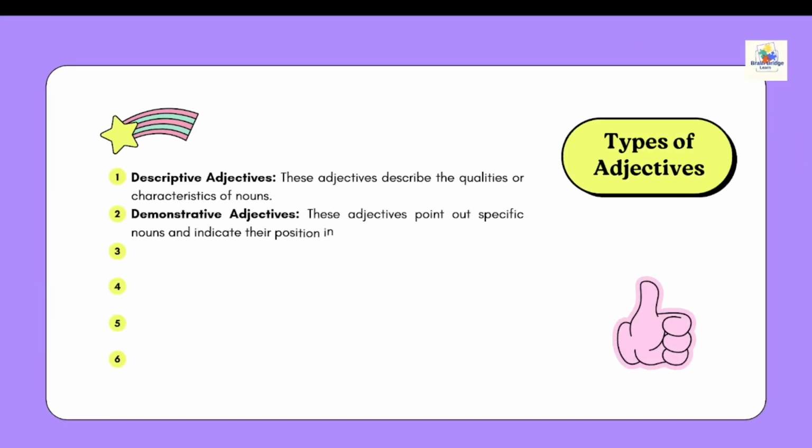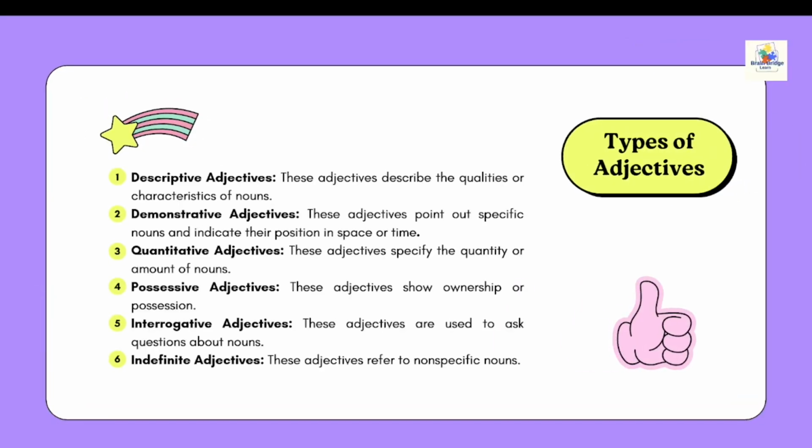Next we have types of adjectives. Descriptive adjectives. These adjectives describe the qualities or characteristics of a noun. Descriptive adjectives are also known as quality adjectives. So these adjectives help us to describe the quality or the characteristics of any noun.